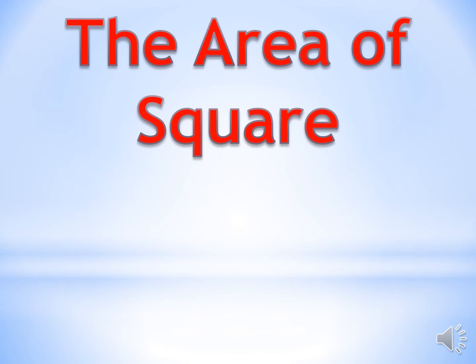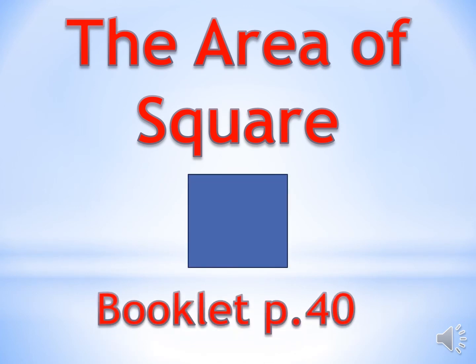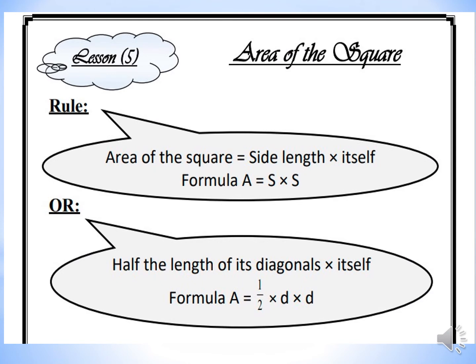The area of the square. Booklet page 40. The area of the square, as we took before, equal to the side length times itself. Or we can give it the formula area equals side times side. Or I have another rule. I have two rules for the area of the square, depending on the given that he will give me in my problems. So here I have another rule that the area of the square equal half the length of its diagonals times itself. So it would be half diagonal times diagonal.